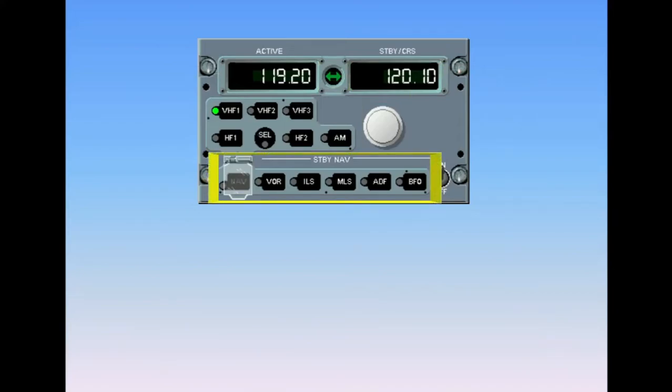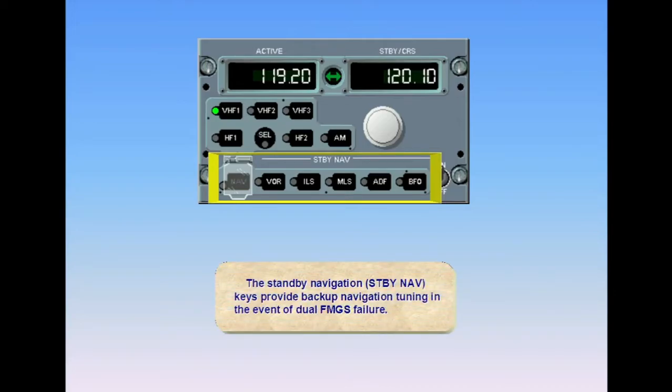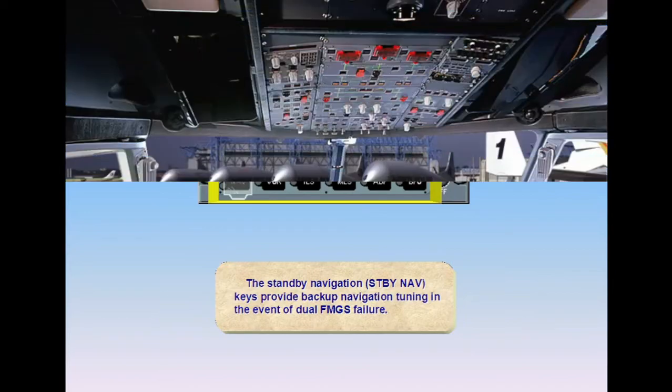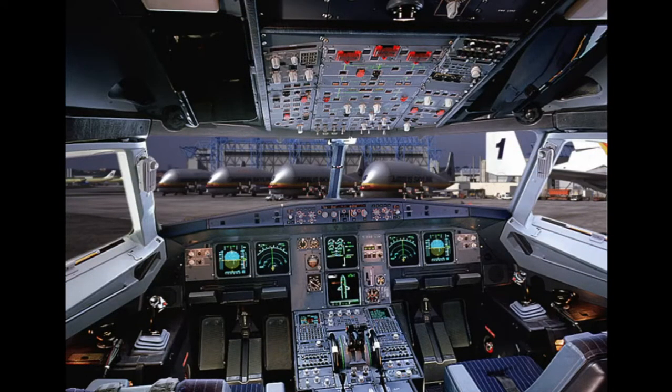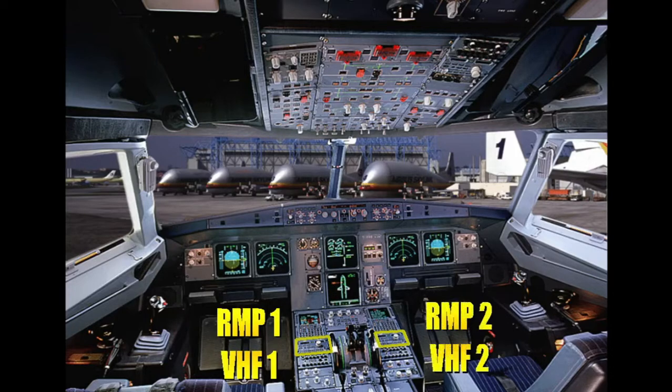The standby navigation keys provide backup navigation tuning in the event of dual FMGS failure. On the A320, any RMP can tune any communication radio, but each one is normally dedicated to a particular radio. RMP1 to VHF1. RMP2 to VHF2. RMP3 to VHF3 or HF1.